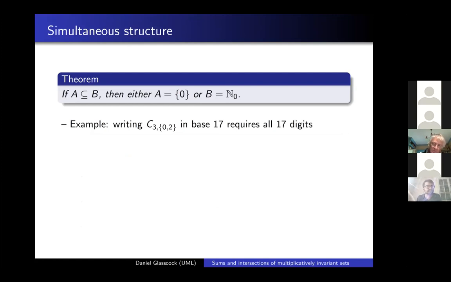If A is contained in B, that is, if our P Cantor set is contained in our Q Cantor set, then either our P Cantor set is trivial or our Q Cantor set is trivial. There's just no way to have a P Cantor set contained in a Q Cantor set. So in other words, if you try to write Cantor's middle third set in base 17, you'd need all 17 digits.